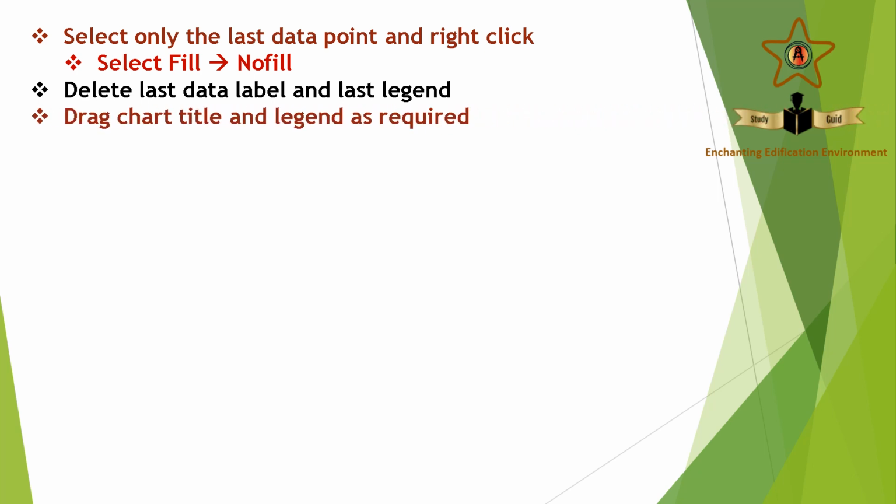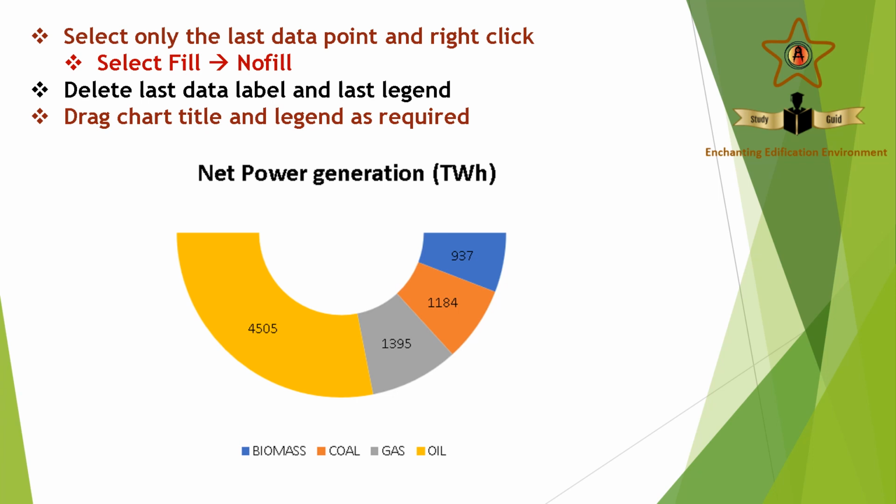We can drag the chart title down as well as place the legend in a place as required. Now we get the half donut chart which is required. So this is very easy. The idea here is to hide the half of the chart so we get a half chart.